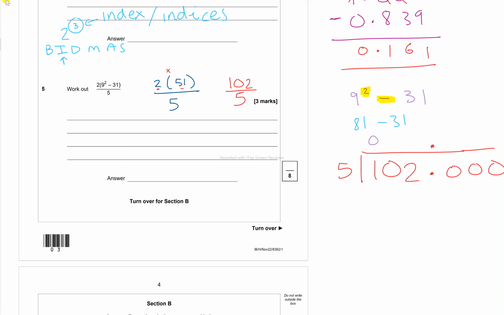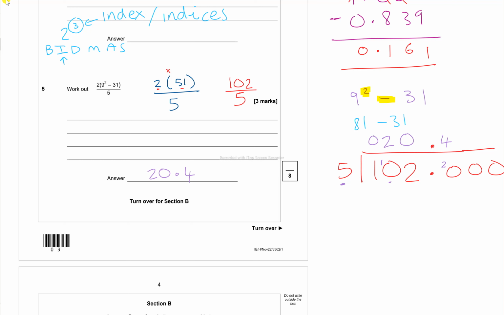In 1. Right, I'm going to carry that 1 over, it becomes 10. How many 5s are there in 10? So this is what you've got to ask. How many 5s can I get from 10? 2. How many 5s in 2? I can't get that. So I carry this 2 over. Don't make the mistake of carrying that over. It's this 2. How many 5s are there in 20? 4. Because there's no remainder, I can stop. So my answer is 20.4.